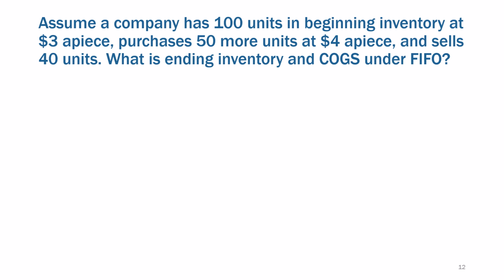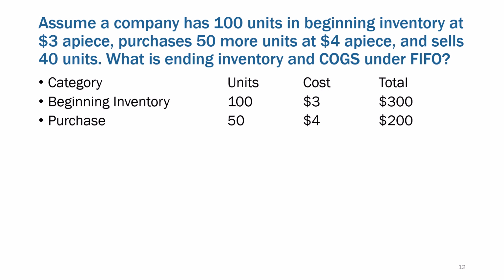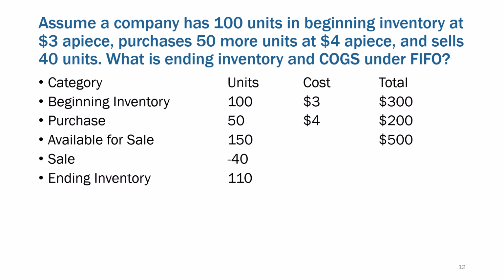In the next lesson on inventory, assume a company has 100 units in beginning inventory at $3 a piece, purchases 50 more at $4 a piece. So they have available for sale then 150 units at $500, and then they sell 40 units. What is ending inventory of that 110 units and cost of goods sold under FIFO?